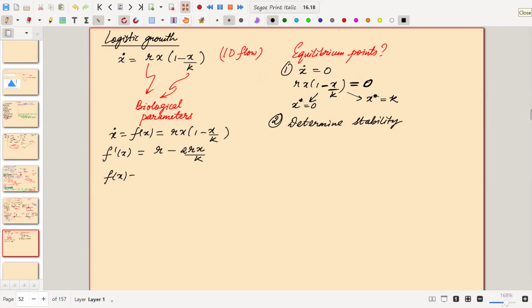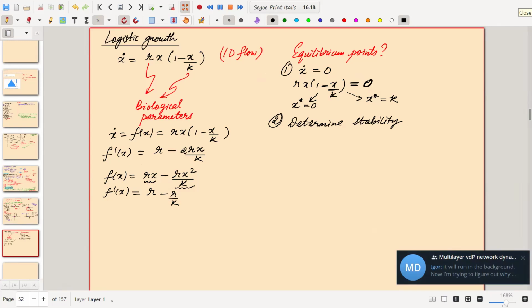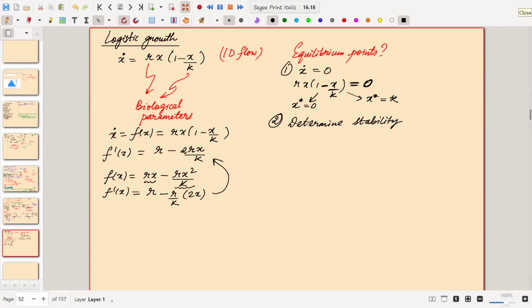What is f of x? R into x minus r x square by k. Agree? If you take the derivative, what will happen to this term? It will be r. What will happen to this term? R by k is constant, and x square differentiation will be just 2x. So the same I have written here.